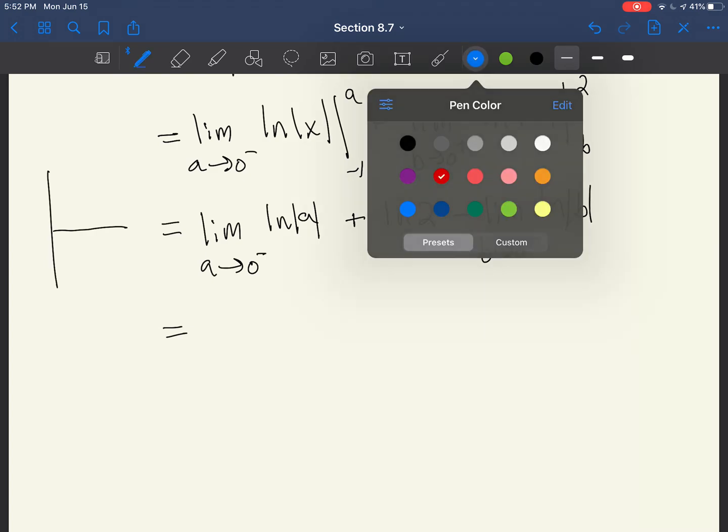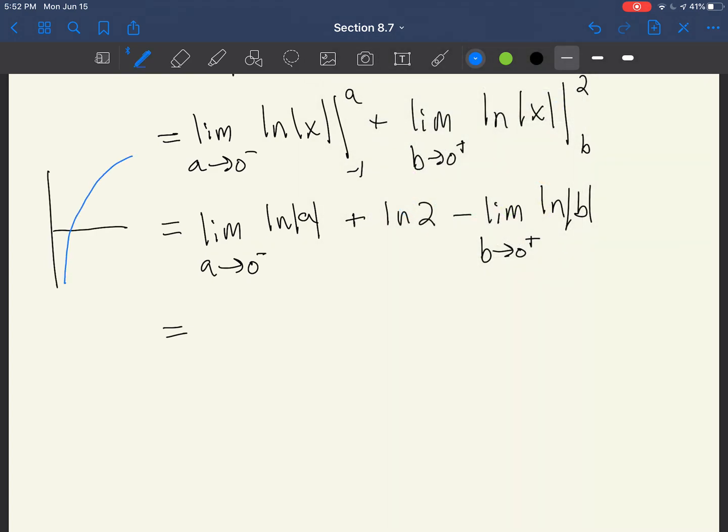And as you approach, okay, let's draw the graph of natural log. Recall that the graph of the natural log looks like this, which means that the limit as x goes to 0 from the right of natural log of x is negative infinity. So that would be infinity plus the natural log of 2 minus infinity.